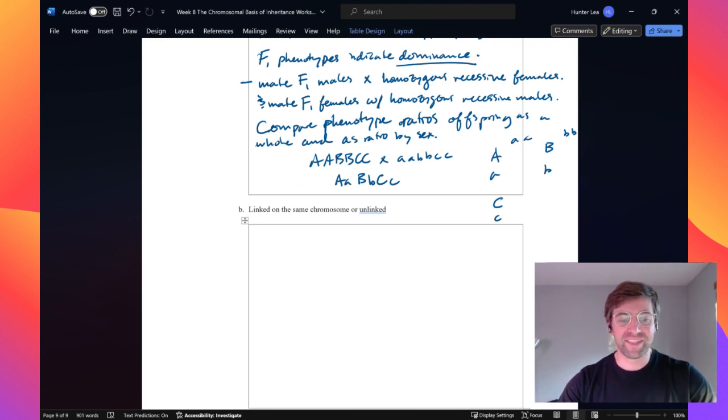To determine if it's linked on the same chromosome or unlinked, if the genes are not linked, we would expect the probability of offspring with a given set of phenotypes, for example, normal, one-stripe, angular, to be equal to the product of the individual probabilities for each occurring in separate crosses. So in other words, the chromosomes segregate. This is the law of segregation and independent assortment.